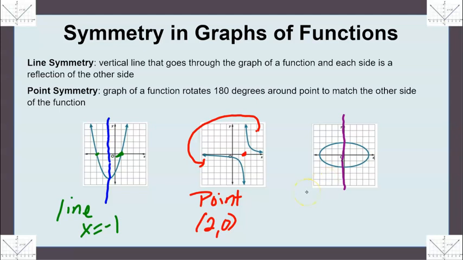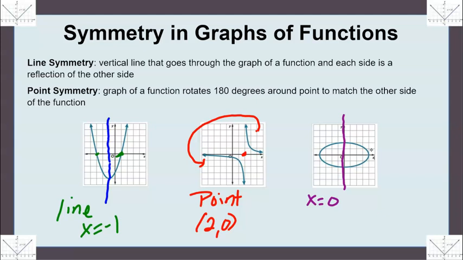So we could say that this could have line symmetry, and it also is going to have point symmetry. We would have a line of symmetry when x is equal to 0 because it crosses the x-axis at 0. We could also say if we wanted to make a horizontal line, it crosses the y-axis at 0. But right now we're just going to use the vertical line.